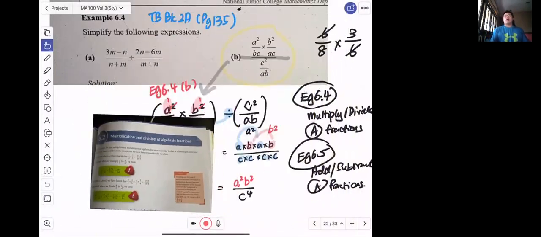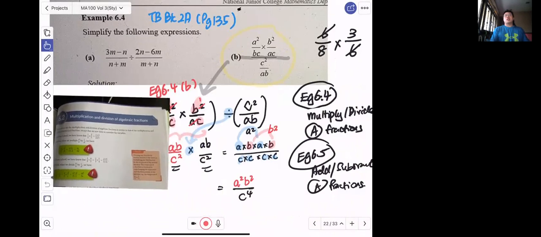It's under page 135. This is the concept that they are teaching us.